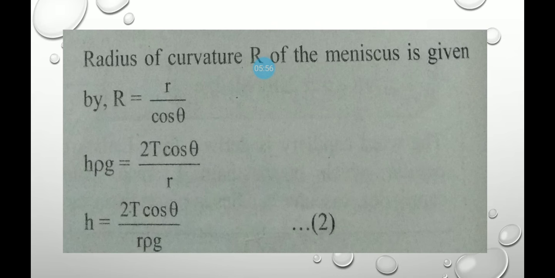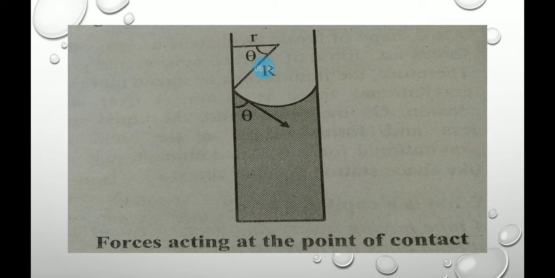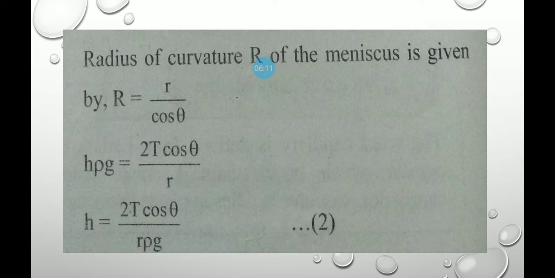Then the radius of curvature R of the meniscus is given by R is equal to r upon cos theta, and from the diagram we can say that R is equal to r upon cos theta. Therefore h rho g is equal to twice T cos theta upon R, and we get the equation h is equal to twice T cos theta upon r rho g. This is the required expression for the capillary rise or fall of a liquid.